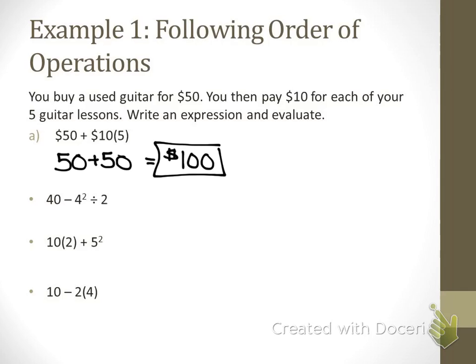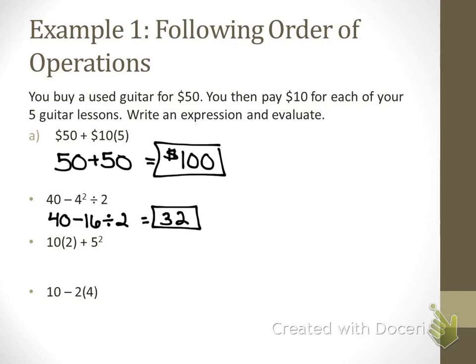All right, what do you think about the next problem? 40 minus 4 squared divided by 2. What do I do first? Come on, what do I do first? Don't be shy. Exponent. Very good. 4 squared, which is 16. So now I have 40 minus 16 divided by 2. What's 16 divided by 2? And 40 minus 8 is 32.